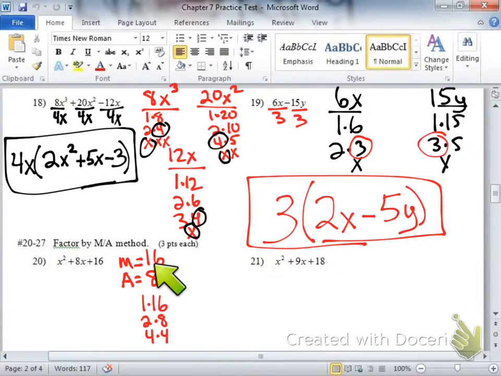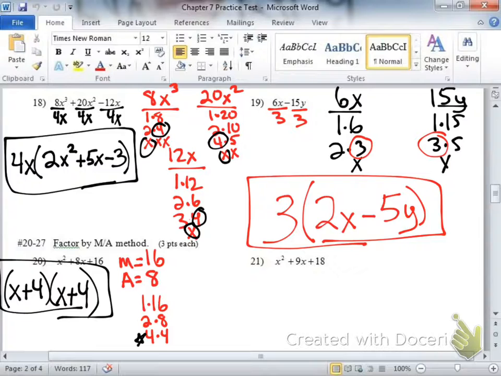In order to multiply to a positive number, the factors need to have the same sign. They'll have whatever sign is right here. So in this case, they're all going to be positive, so leave them alone. And then just go through the list and see which one adds to 8. The 4s. So I am going to do x plus 4 and x plus 4. What are your questions?